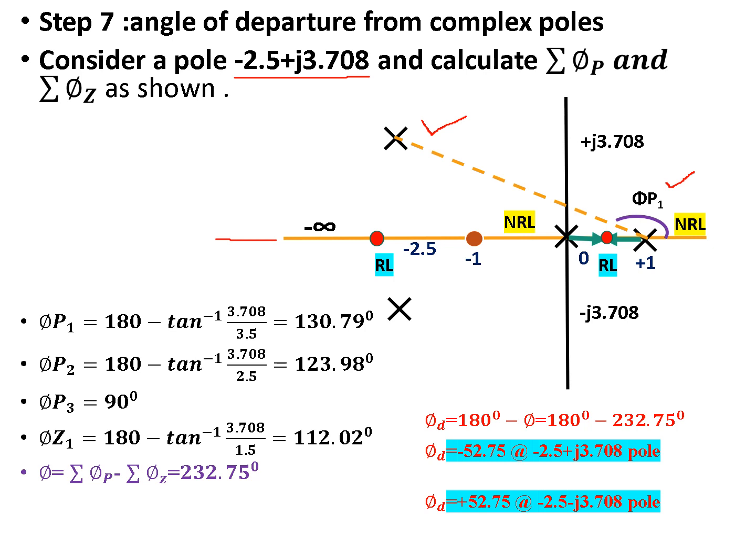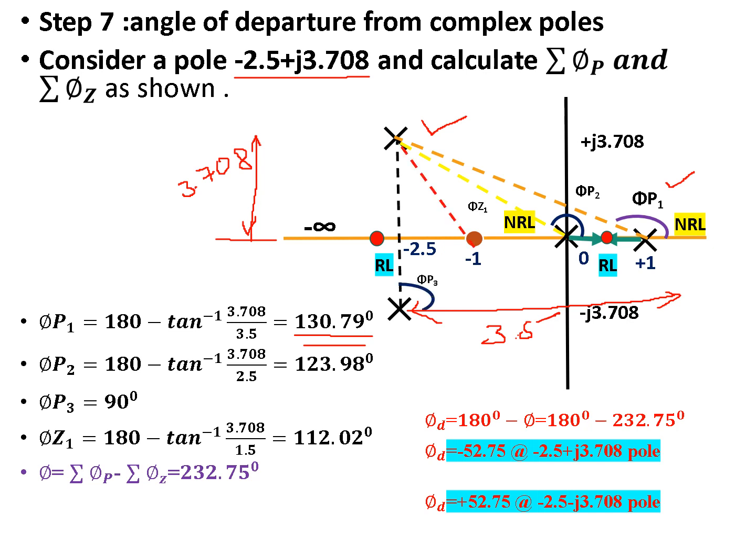What is 3.708? 3.708 is this value, which is the opposite value, and divided by 3.5. So from this point to this point, the value is 3.5. That is the adjacent value. So we can easily find phi p1 value as 180 degree minus tan inverse 3.708 divided by 3.5, which will come to 130.79 degree. Next, we need to draw a line from pole 0 to the same complex pole. The angle made is phi p2. To obtain it, we use the same formula, that is 180 degree minus tan inverse of 3.708 divided by 2.5.